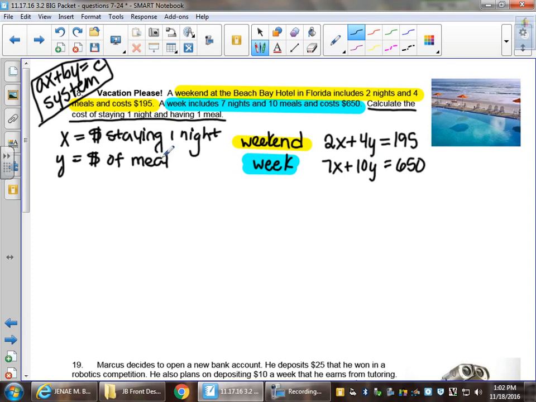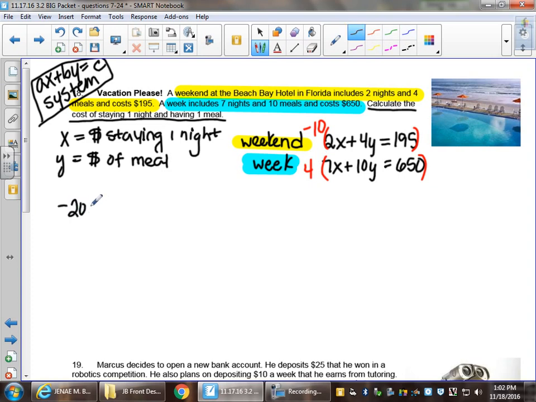We need to solve the system. Do we want x's to cancel or y's to cancel? I think I'm going to go for the y's. So positive 4y, positive 10y, I would be looking to get a positive and negative 40y. If you want x's to cancel, that's perfectly fine too. You'd be working towards a positive and negative 14. However you chose to solve it, no problem. Check answers with me and we'll see if we match at the end. For me, I'm going to multiply my top equation by negative 10, and my second equation by a positive 4.